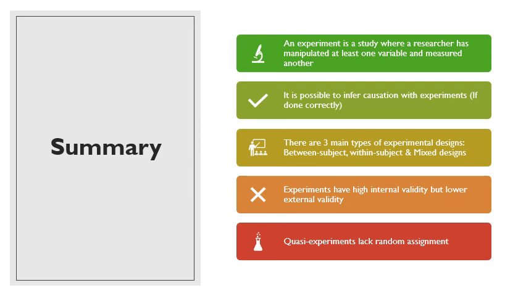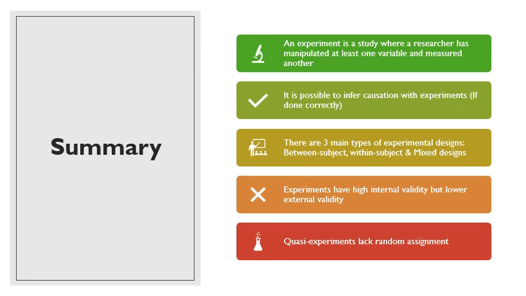So, in summary, this is a shorter lecture for y'all on this Monday afternoon. An experiment is a study where a researcher has manipulated at least one variable and measured another, as compared to its correlational counterpart where both variables are measured. In experimental research, it's possible to infer causation if it's done correctly. So that's the true power of it. But keep in mind that your external validity is a little bit lower. Additionally, there are three main types of experimental designs. There's between subjects, where we're able to randomly assign subjects to groups. The within subjects design, where participants serve as their own controls. And then the mixed design, which is a blending of the between and within subject designs.